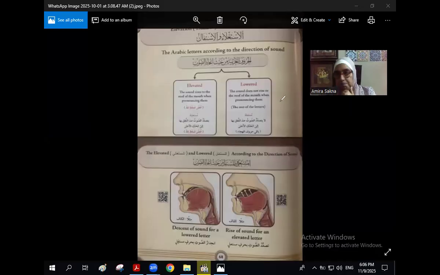We explained the first and the second characteristics of the group with opposites: hams and jahr, shidda, rakhawa, bayniya. And today, inshallah, we are going to start istila and istifal, or elevation and lowering. Okay? Let's share the book with you.